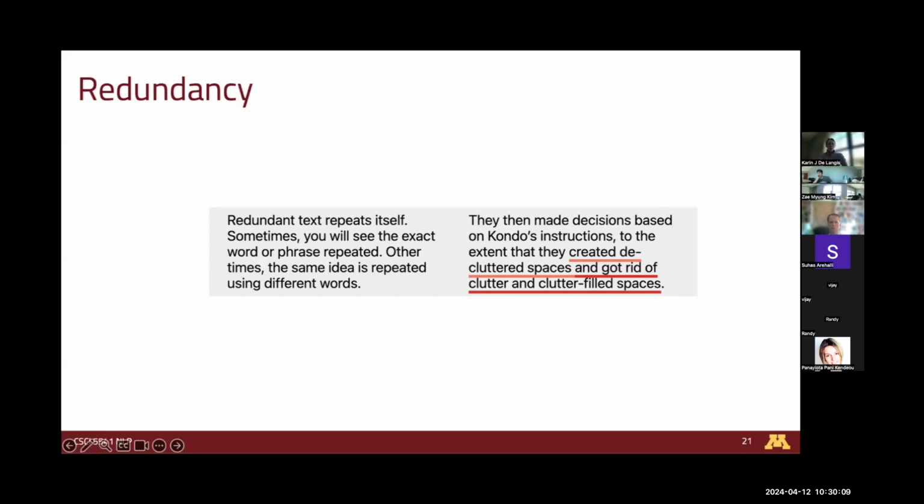All right. So the first error type that I'll show some data for is redundancy. This is the dataset's description of the redundant type of error. It is basically just text that is repeating itself. And over here on the right side is an example. So they then made decisions based on Kondo's instructions to the extent that they created decluttered spaces and got rid of clutter and clutter-filled spaces. So it kind of gets stuck on this clutter word, and the text becomes a little bit redundant feeling.